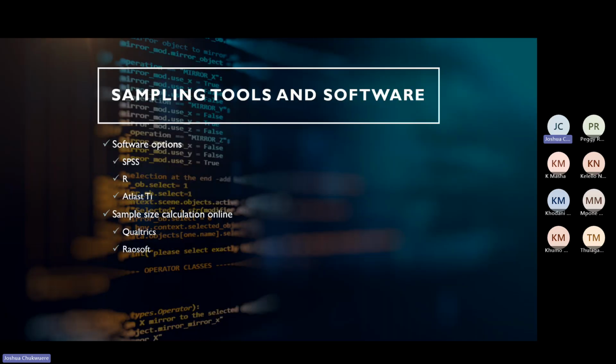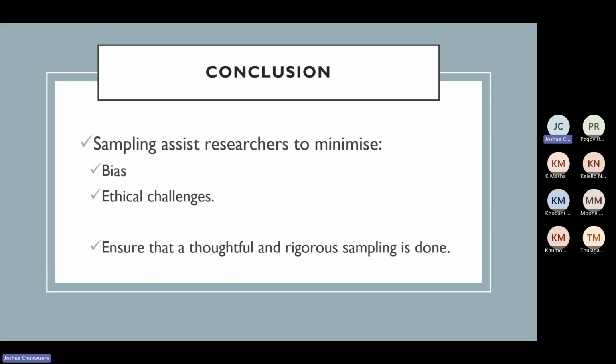In conclusion, okay, statistical sampling tools. When you are doing your statistical analysis and sampling analysis, there are different software tools for you to use. Use your SPSS, your R, and all the rest of them. Okay. In conclusion, sampling assists researchers to minimize bias and ethical challenges, ensuring that thoughtful and logical sampling is done. That is what your sampling assists you to do.